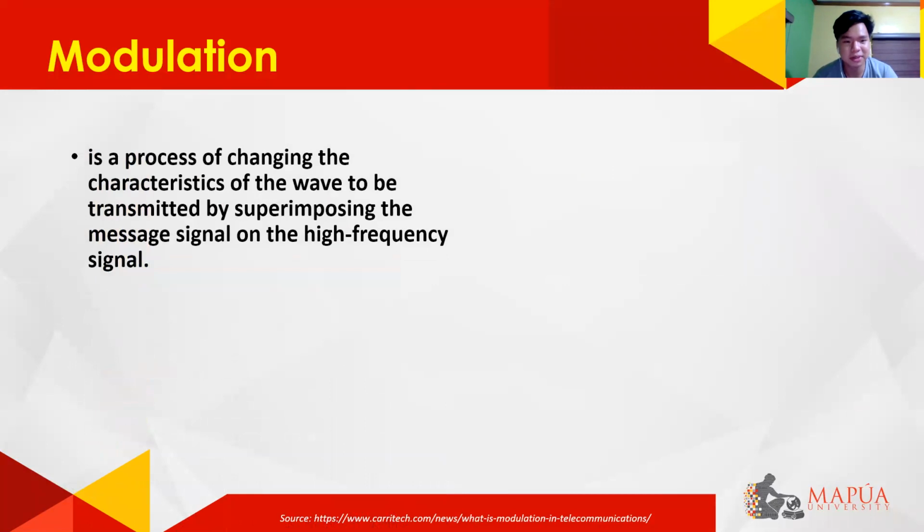Modulation is a process of changing the characteristics of the wave to be transmitted by superimposing the message signal on the high frequency signal. So by superimposing a message onto a high frequency signal known as a carrier wave or a sinusoidal wave, video, voice, or other data can be transmitted.